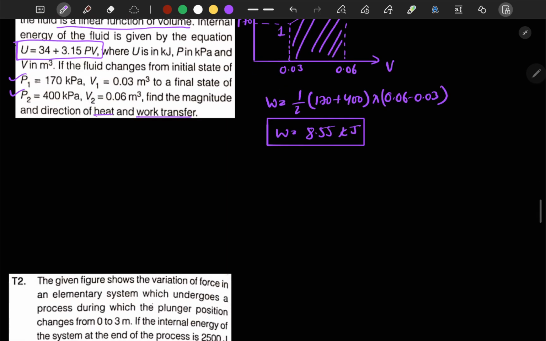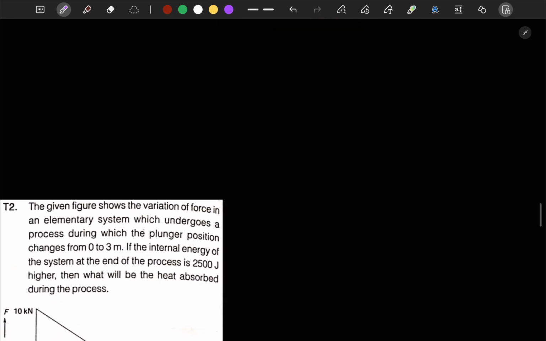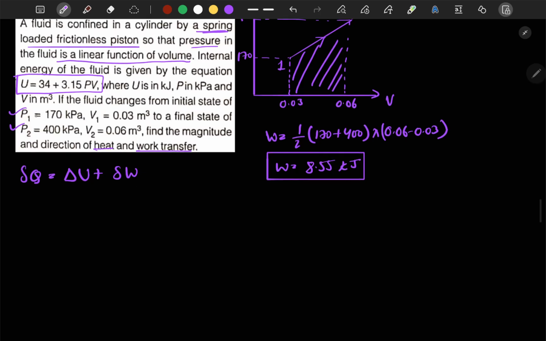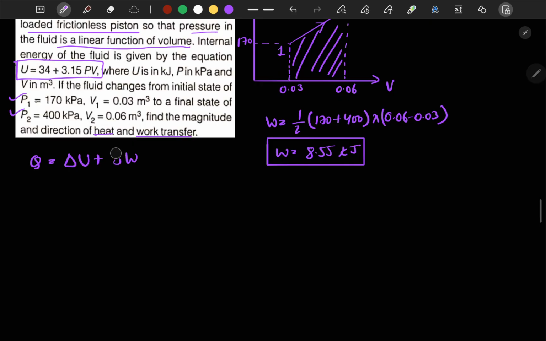Next we have to calculate the amount of heat transfer. To calculate heat transfer we can directly use the first law of thermodynamics, delta Q is equal to delta U plus delta W, or we can write it as Q is equal to delta U plus W. So we have to calculate Q, and we know delta U is U2 minus U1, and we have been given the expressions of U, so we can get it. U2 minus U1 is 3.15.